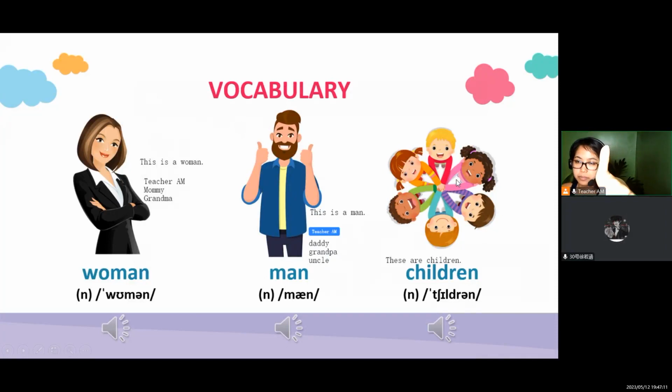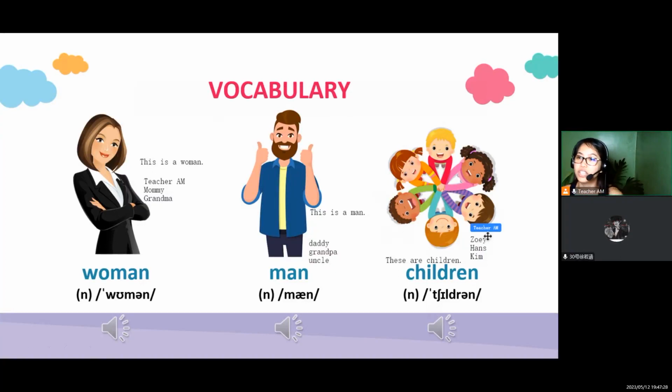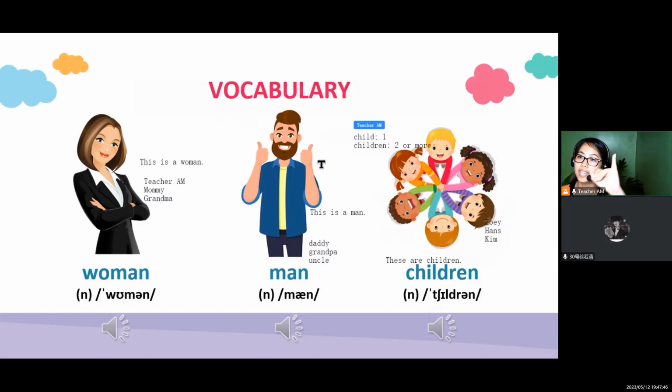Okay, Hans. Okay. Then when you say children, example of this is Zoe, Hans, Kim. Those are children. You are a child. When you say child, it is only one. When you say children, that is two or more. Okay, Hans and Zoe, that's two. So that is children. Do you understand?